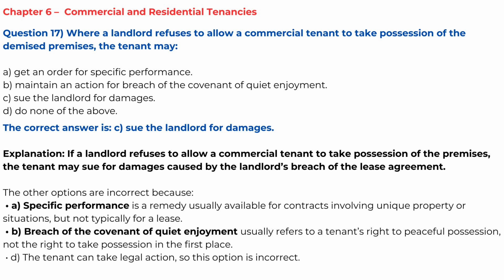The other options are incorrect because A. Specific performance is a remedy usually available for contracts involving unique property or situations, but not typically for a lease. B. Breach of the covenant of quiet enjoyment usually refers to a tenant's right to peaceful possession, not the right to take possession in the first place. D. The tenant can take legal action, so this option is incorrect.